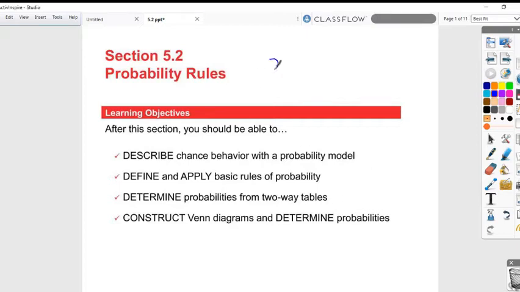5.2 is OR rules, and remember OR means add. So most of this section is going to be review. We're going to talk about probability models, sample space, your basic rules, doing probabilities from tables. This is all review of regular stat. The new thing is something called Venn diagrams that we're going to be using.